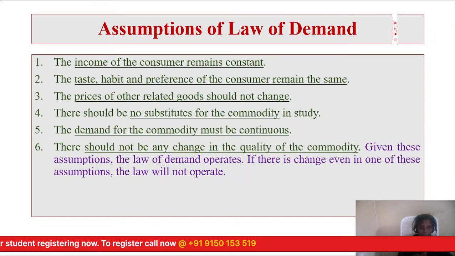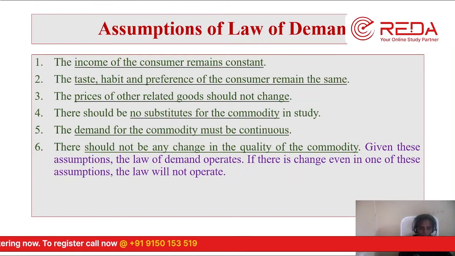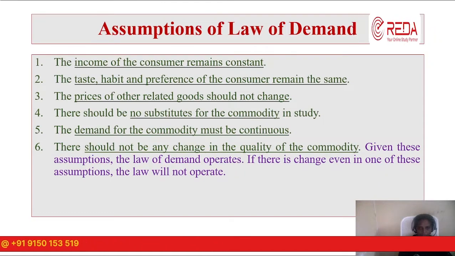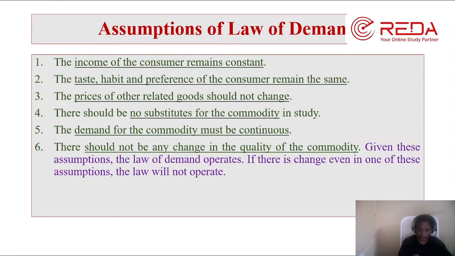Whenever I want to purchase a commodity, obviously price will be the function of demand. In that case, my income should not be changing. My taste and preference: if I want to purchase a piece of cake, my taste and preference should not be for other commodities except that single one. I should not have any other preferences or any other taste.